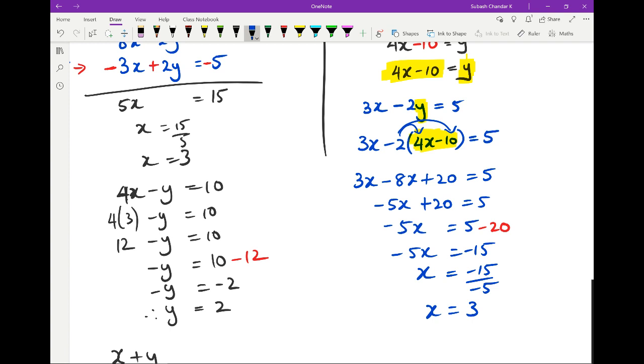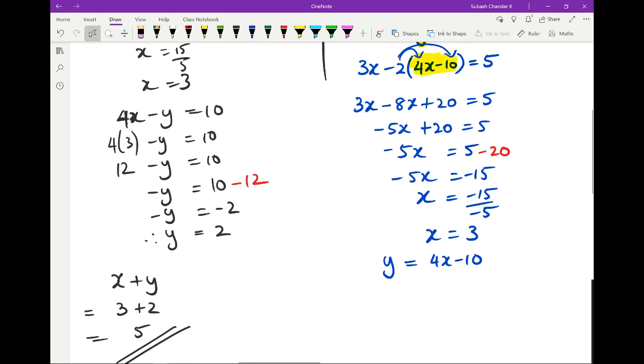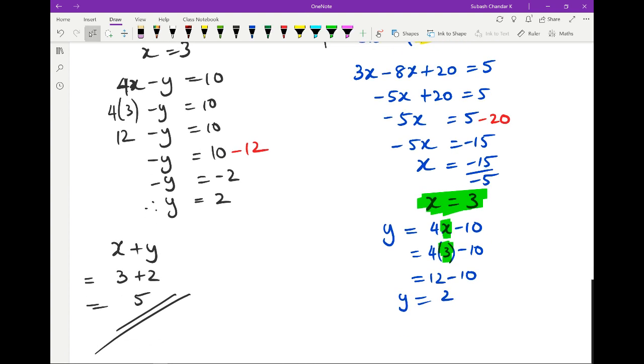Now, once you get x equals positive 3, we know what y is, because y is equal to 4x minus 10. So we can just go 4 times 3 minus 10, because remember, x is equal to 3, which means we replace this x with 3. What you end up getting is 12 minus 10, and y is equal to 2. And then, of course, don't forget x plus y equals 3 plus 2, which equals 5.